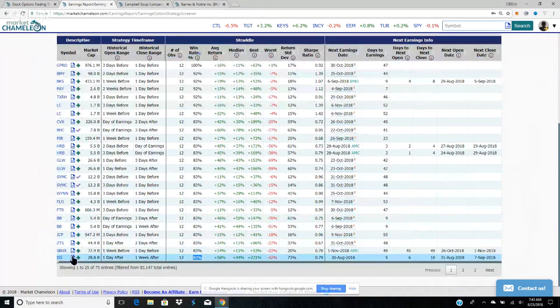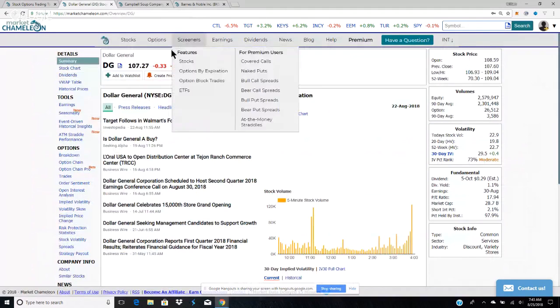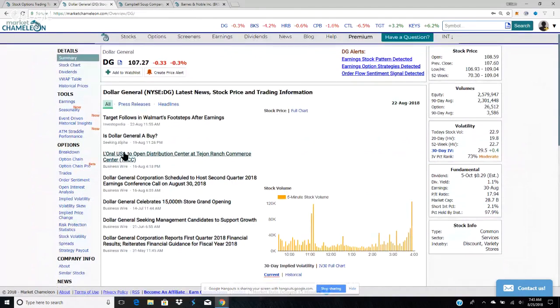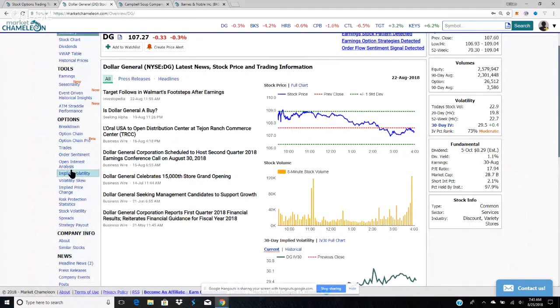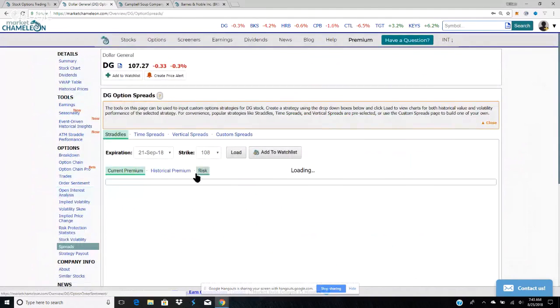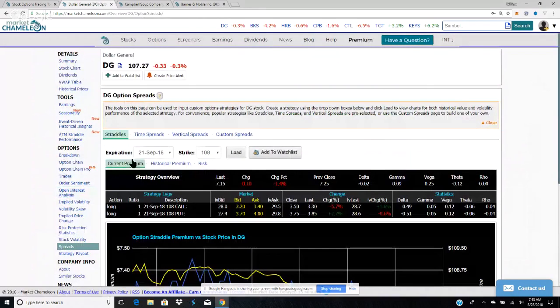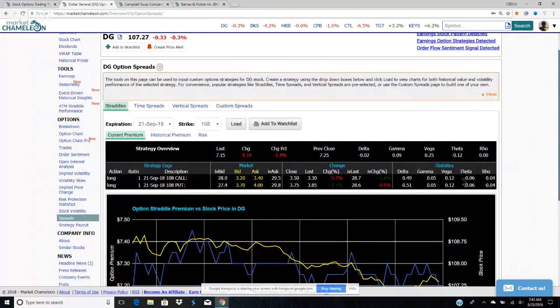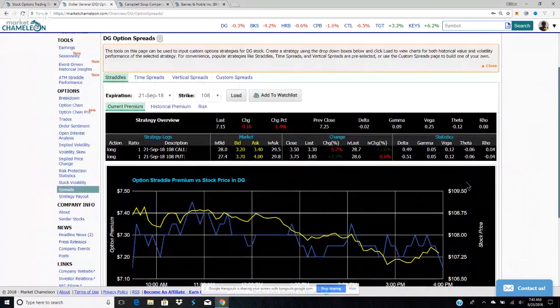So if I clicked on this Dollar General right here, the summary page would appear. And what I like to do is I'll put in the trade. If you go to spreads, click on spreads, it's loading the straddle because that's the first, but you could also put in time spreads, vertical spreads, custom spreads. You can enter them in. Yep. So here is the Dollar General straddle broken down off yesterday's closing prices.